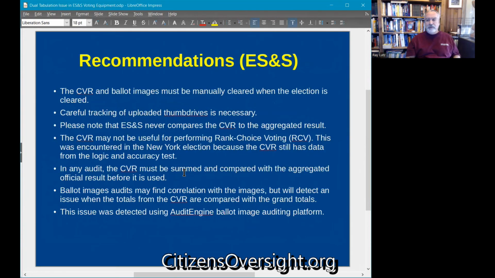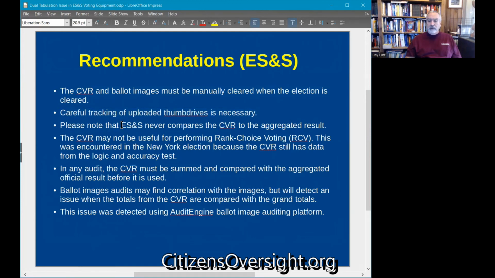So now, recommendations, especially for election officials. The CVR and ballot images must be manually cleared when the election is cleared. The system does not do that for you. It's a defect in ES&S. Also, I consider it a defect that careful tracking of uploading thumb drives is necessary outside of, and in addition to, anything that ES&S provides, which I don't think is very much. You have to keep a separate spreadsheet or little hand sheet that says for every single thumb drive whether it's been uploaded, as an additional procedure to make sure that they're all gathered up.